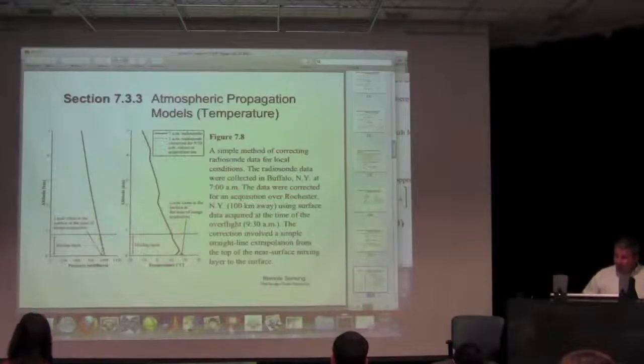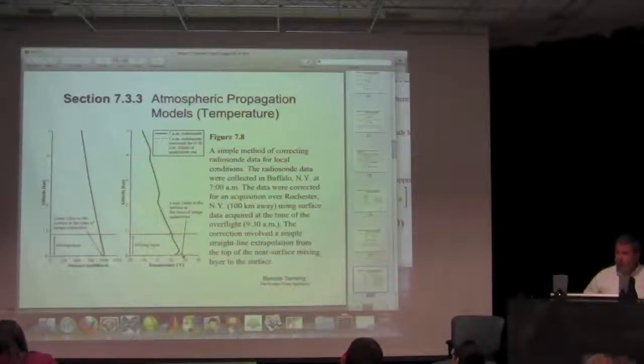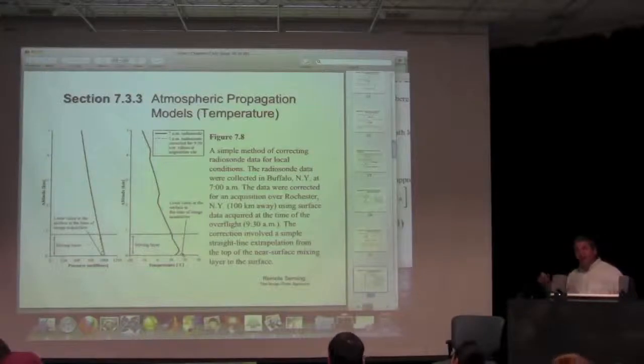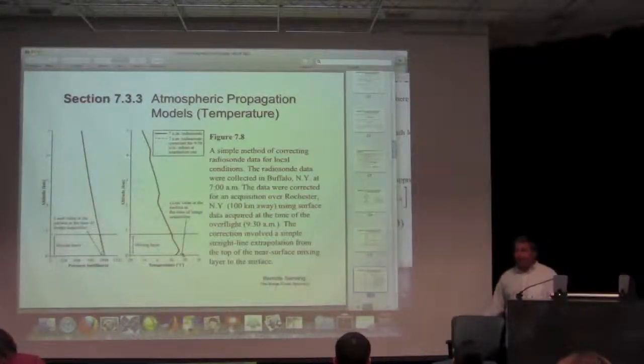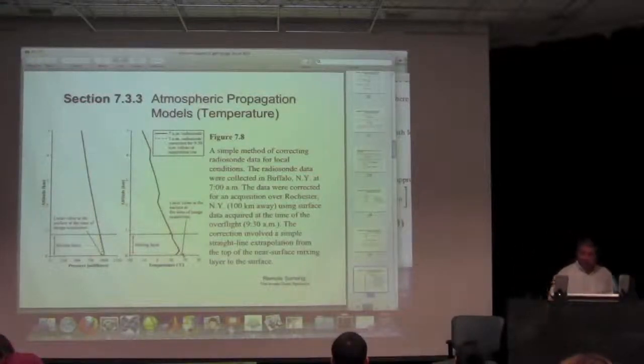So the local value, if you know the temperature at the time of your collection, oftentimes what we wind up doing is a correction of that last layer in the atmosphere to change the temperature of that layer to match what a local met station might have measured at the time of your collection.